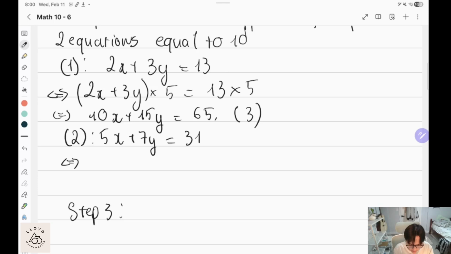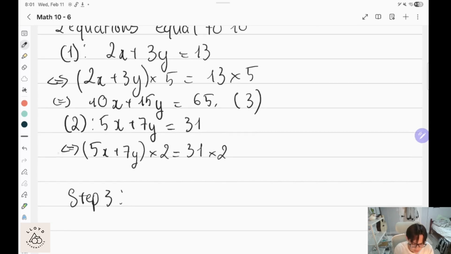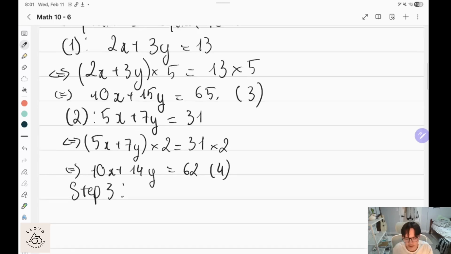How can I change this to 10? I need to multiply both sides of this equation by 2, right? So 5x plus 7y, multiplied by 2, equals 31 multiplied by 2. Therefore, I get 10x plus 14y is equal to 62. I call this equation 4.